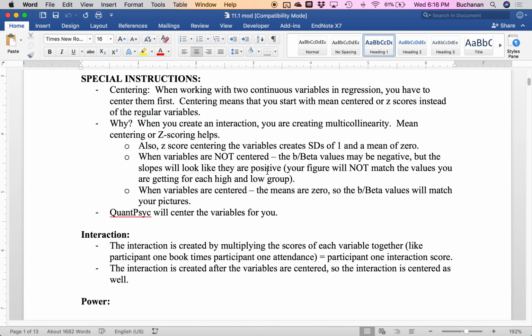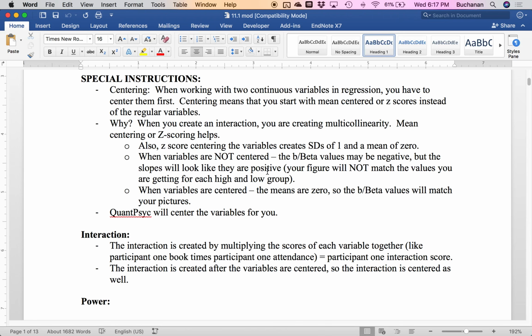When you create that interaction, you're creating multicollinearity. So mean centering or z-scoring solves the problem of multicollinearity. It also helps with interpretation. So there's a two-part answer there: it helps with interpretation, and it helps deal with multicollinearity. Okay, so write that down.